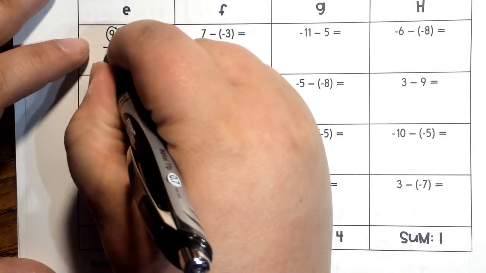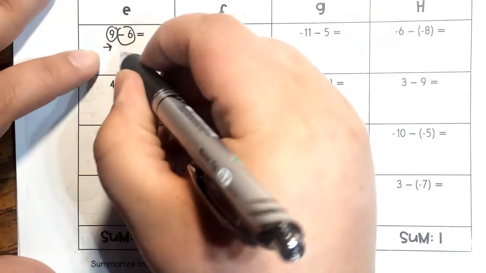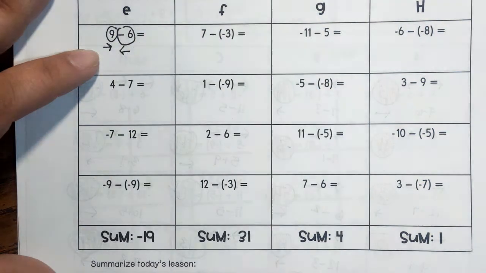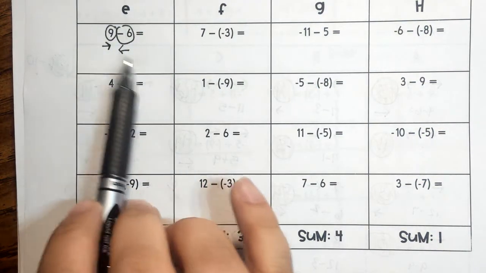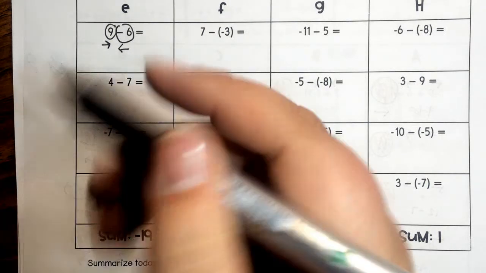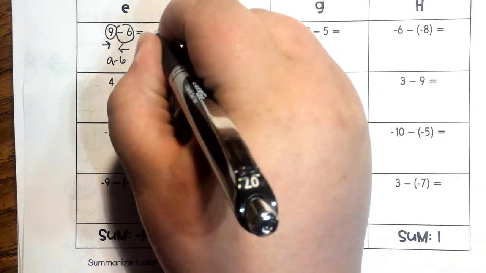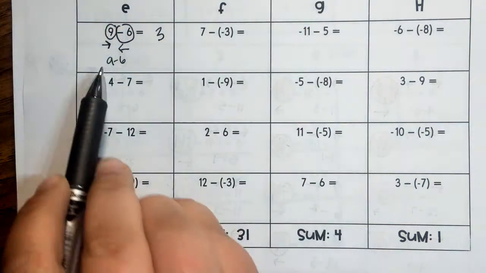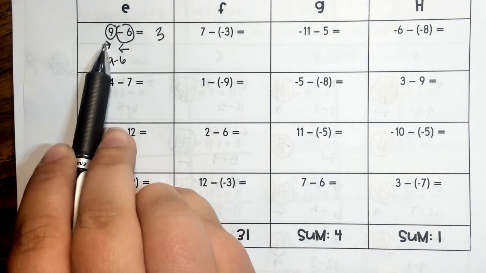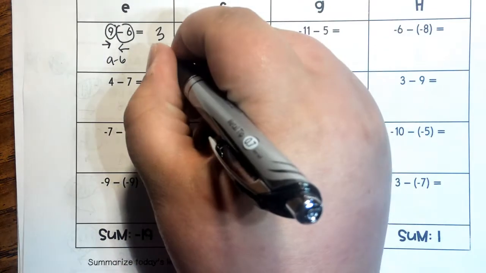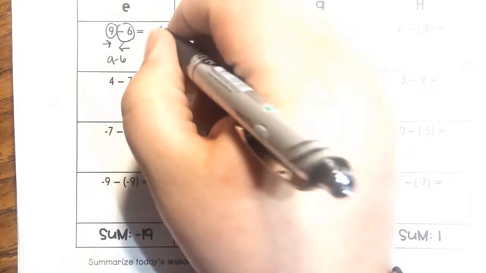Remember, 9 would go to the right of 0, and negative 6 is to the left of 0. Since those are different directions, I'm really thinking about the subtraction problem. What is 9 minus 6? 9 minus 6 is 3. And 9 is bigger than 6. 9 went to the right, so 3 will end up going to the right, which means this is a positive 3.